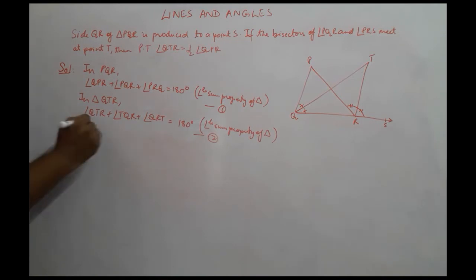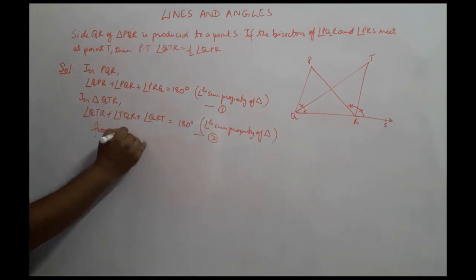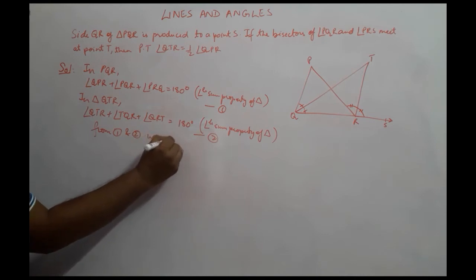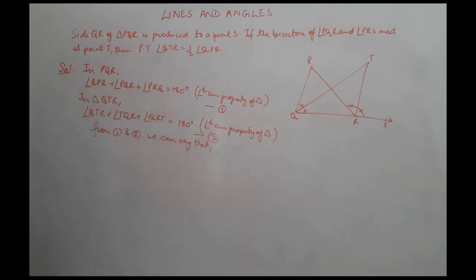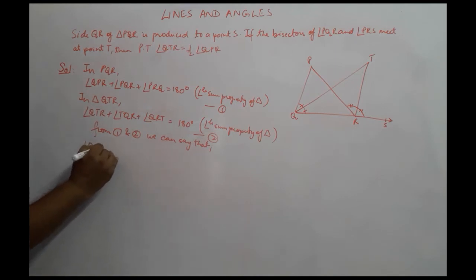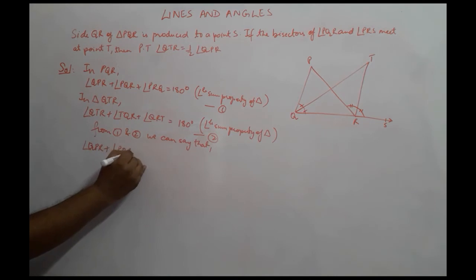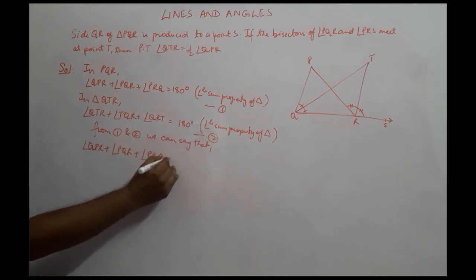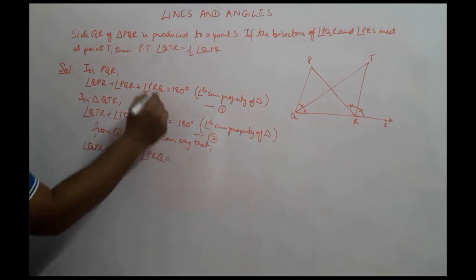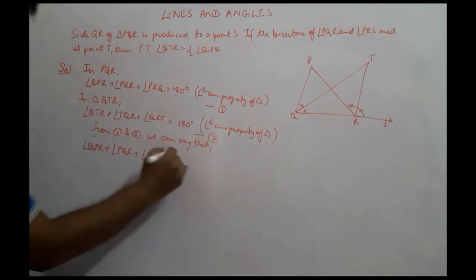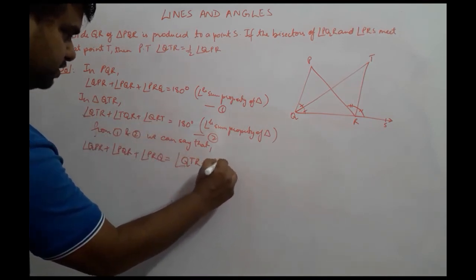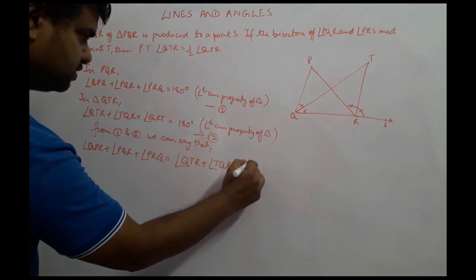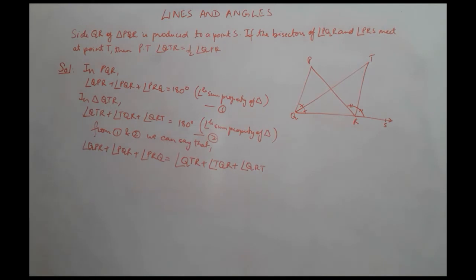That's all. Now from 1 and 2 we can say that both of them are equal to 180 degrees. That means both should be equal to each other. So we can say angle QPR plus angle PQR plus angle PRQ, the full thing, is equal to this, because both of them are equal to 180 degrees. So I am writing this whole thing down: angle QTR plus angle TQR plus angle QRT. Understood till here?